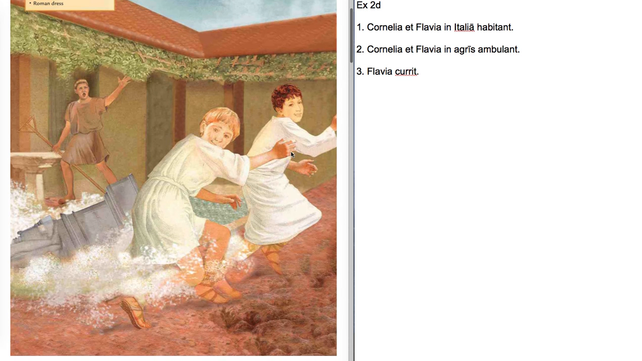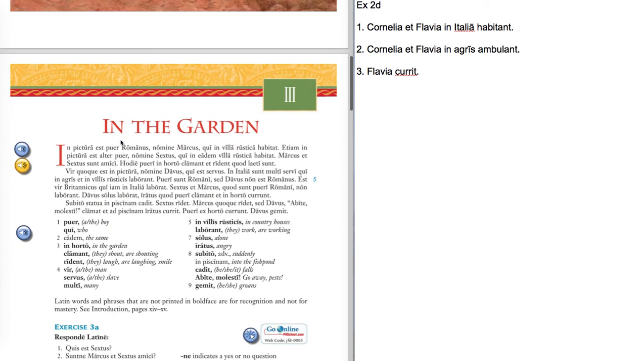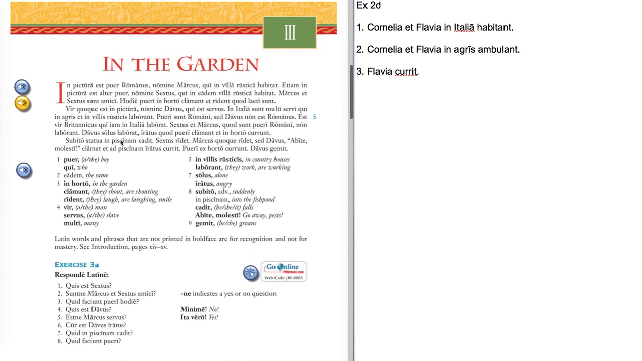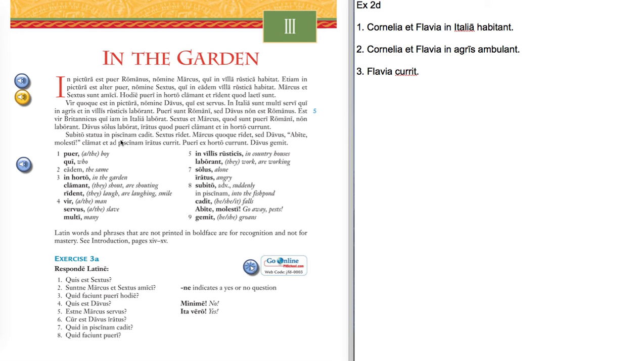We have Sextus and Marcus running around in the villa, and we see that they have toppled or pushed over what looks like a statue here. And Davus, therefore, who is a slave, is probably forced to have to clean up after them. So obviously, this is why he's a little PO'd at them. Well, let's take a look at the story in the garden.